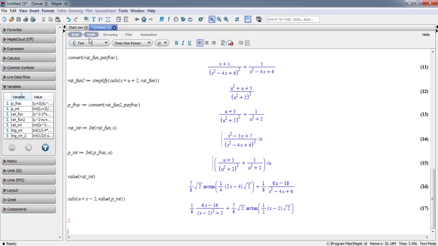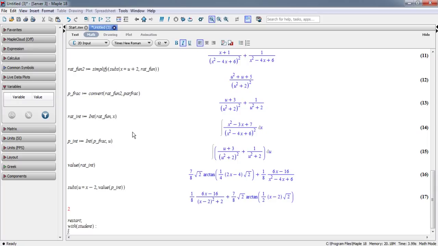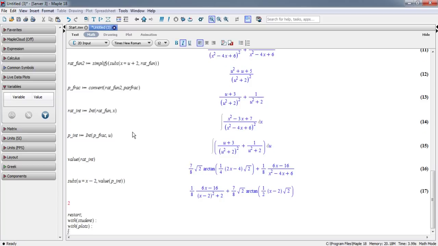Right. And so for this problem, the first thing we want to do, well, let's again restart everything and add our usual commands. And I'm going to add one more this time. I'm going to use with plots, because I want to actually plot a sequence at some point. The first thing we want to do is define a sequence, though.